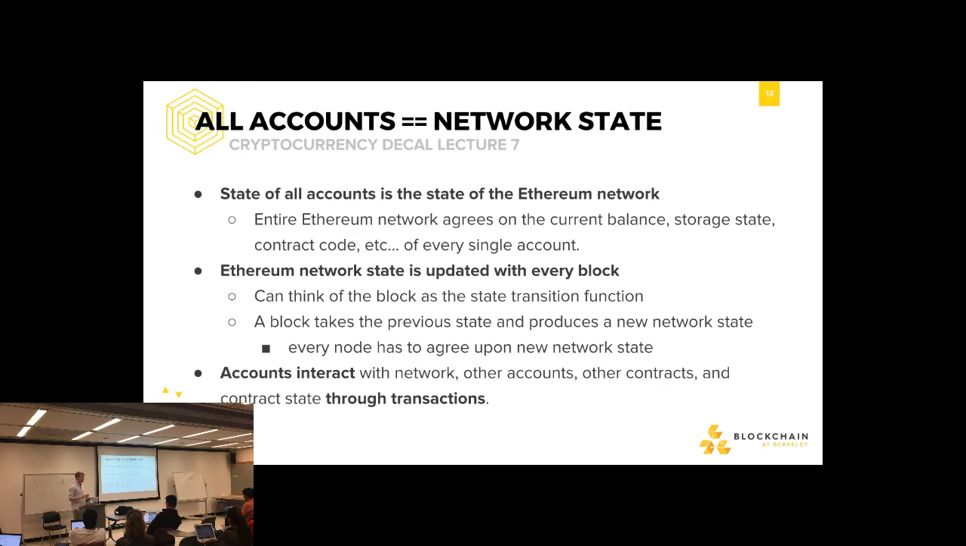What's important to note is that in Bitcoin, the entire state of the network is defined by the UTXO set, the unspent transaction output set. In Ethereum, the entire network state is defined by the entire account state. So the state of every account is essentially the entire network state. That means for every account, the current balance, the address, the persistent storage, and the code of every single account encompasses the entire state of the Ethereum network.